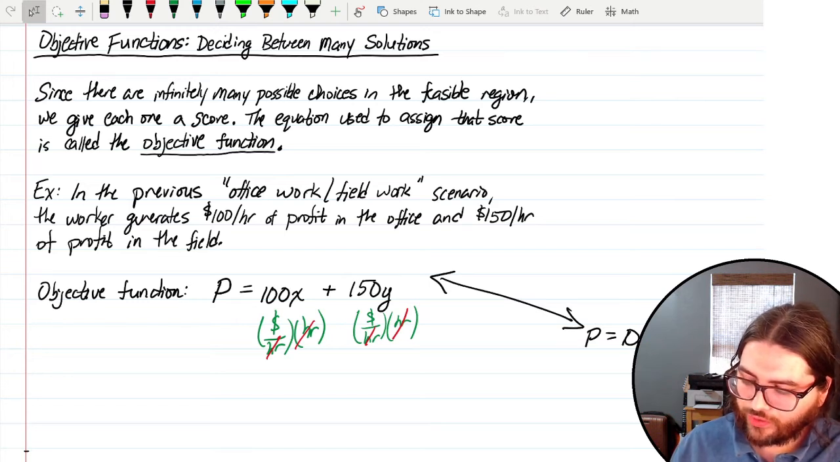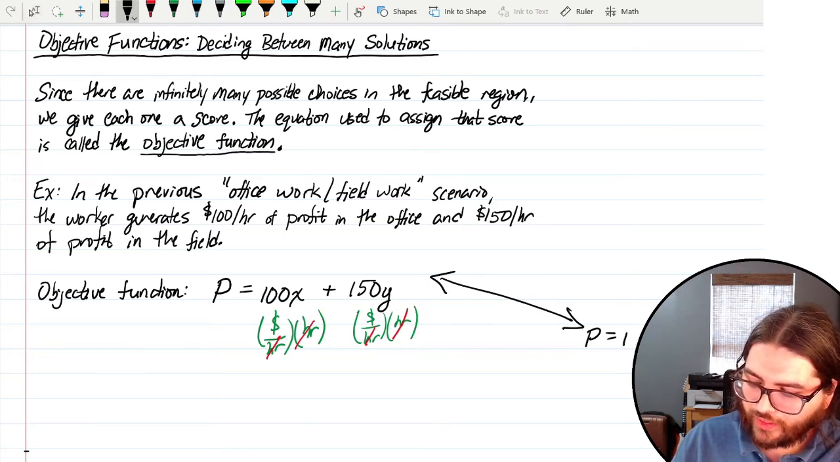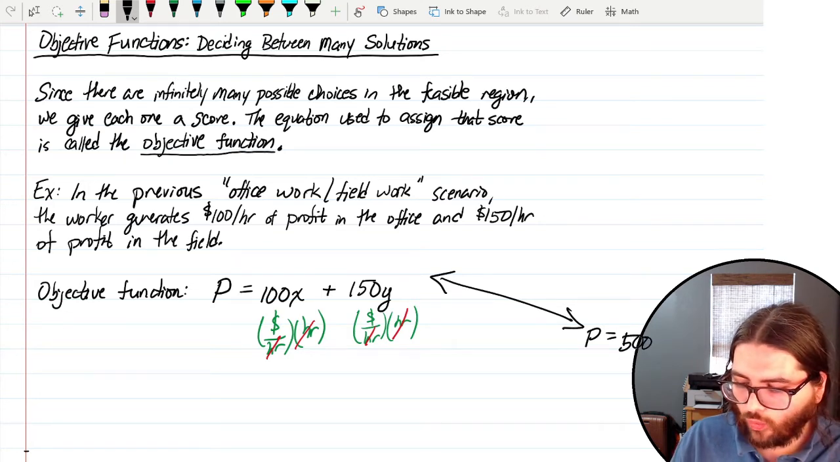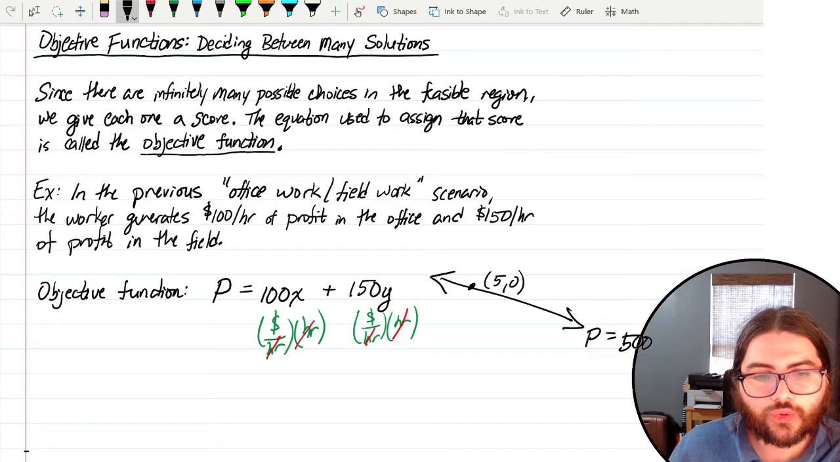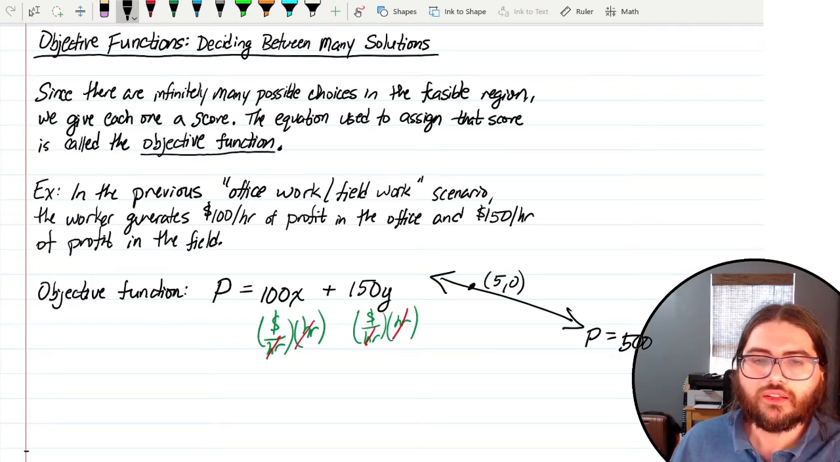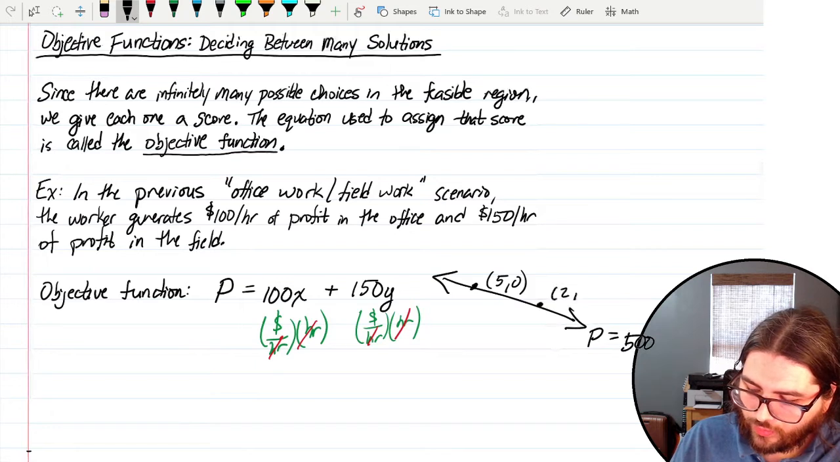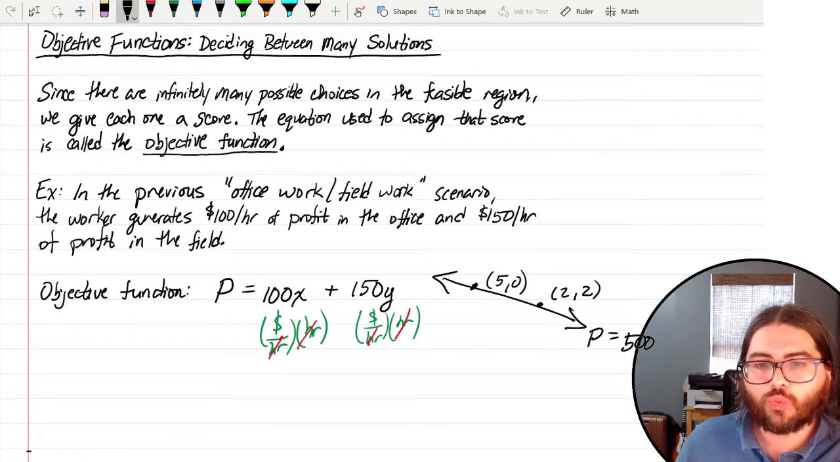Or maybe I'll go to a different line. A different line would say, well, let me let my profit be $500. Okay, certainly, I could have 1 point on that line, 5 times 100 plus 150 times 0 would be 500, so it would fall on that line. But I could also have 2 times 100 plus 150 times 2, that's 300 plus 200. Yeah, that's also on this line.